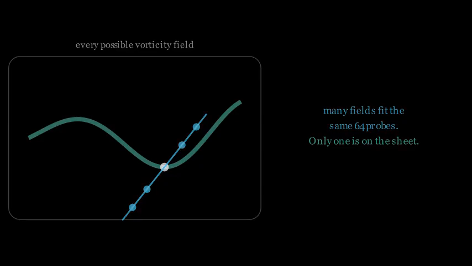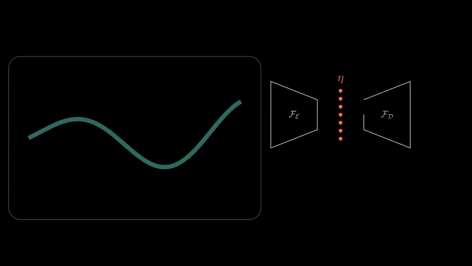So, teach something the shape of the sheet. Train an autoencoder, a network that squeezes a flow field down to a short list of numbers and expands it back. The list is the latent representation, eta. The half that expands is the decoder. The paper uses one with plain linear layers at its narrowest point, which pushes that list to be about as short as it can be, 1,024 numbers.